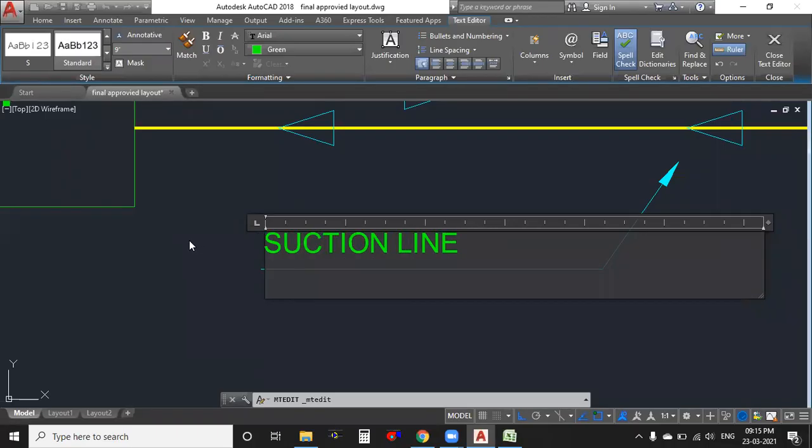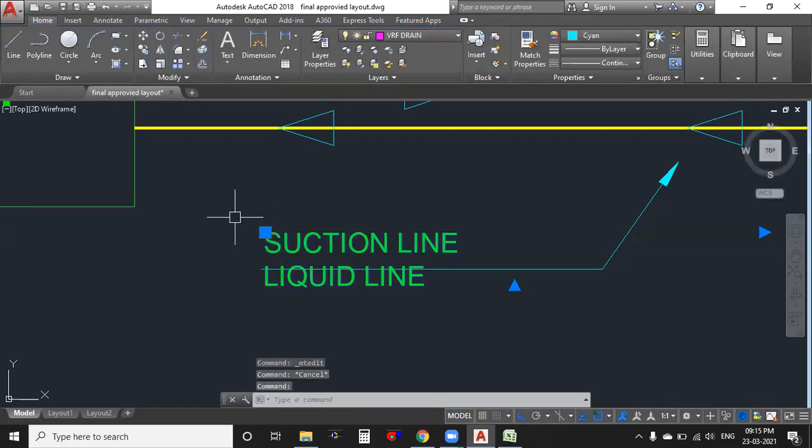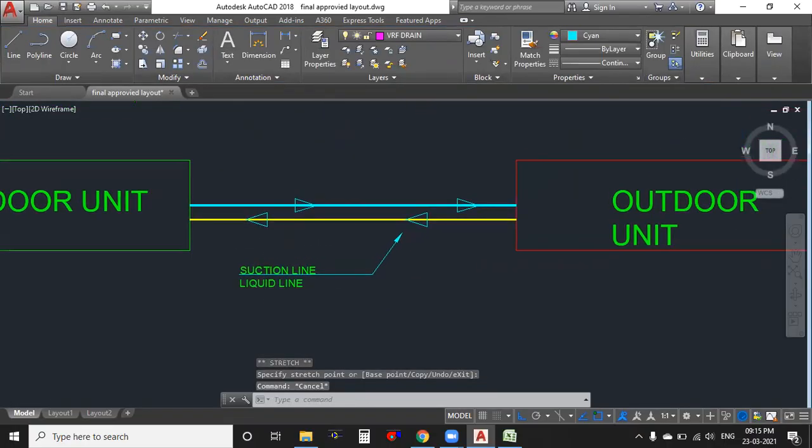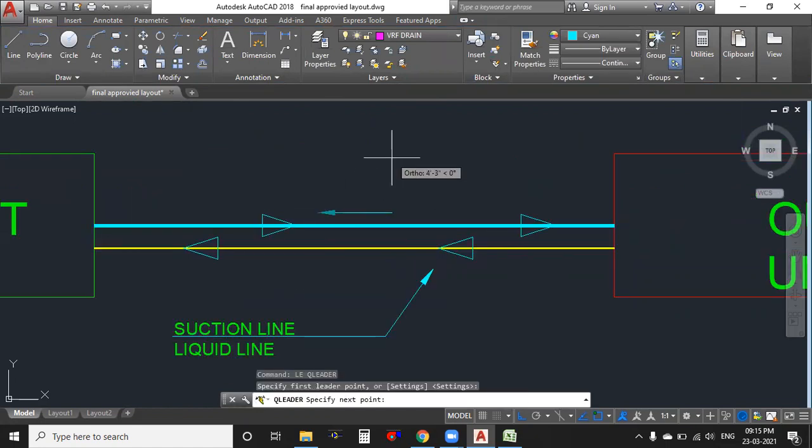Suction line or gas line, sorry, liquid line. So this one is called the suction line or liquid line. And this one will be called the discharge line.